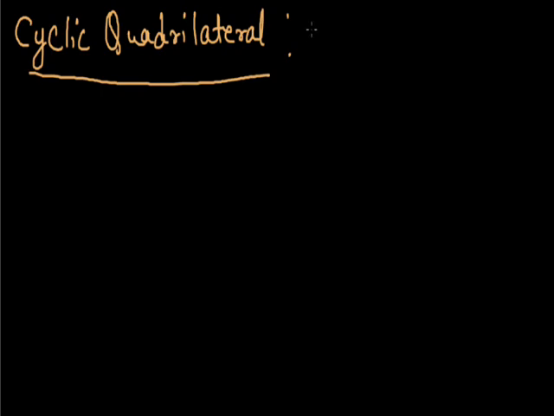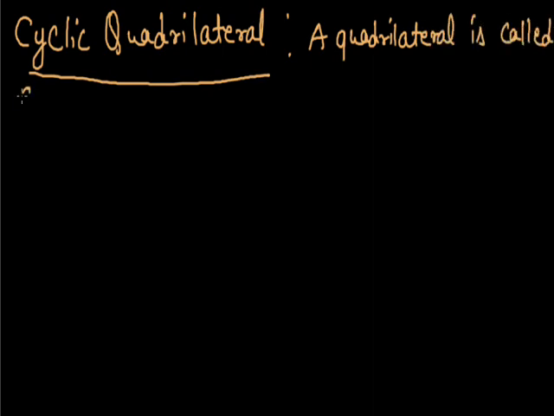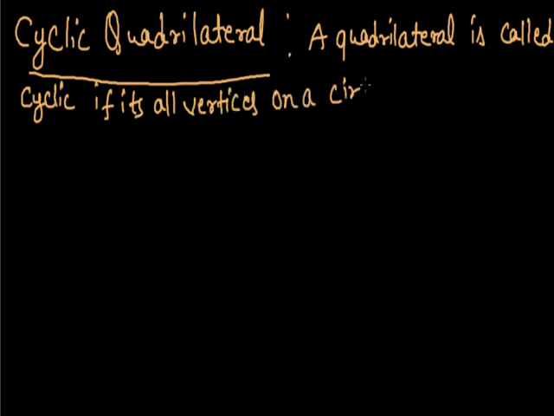A quadrilateral is called cyclic if all its vertices lie on a circle. So a quadrilateral is called cyclic if all its vertices lie on a circle. Now the theorem based on it.